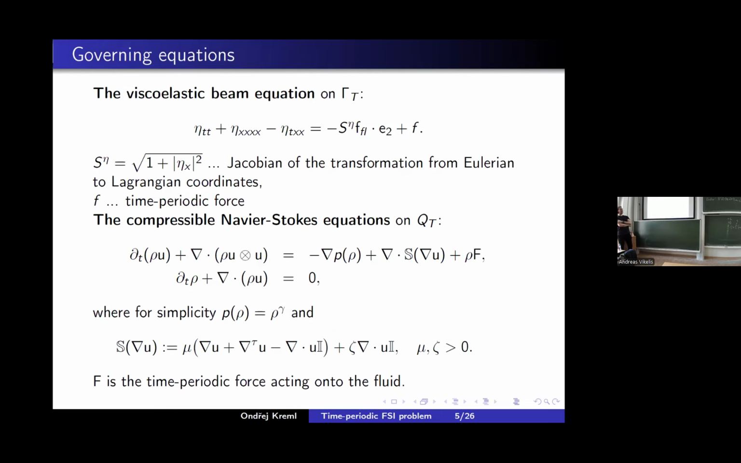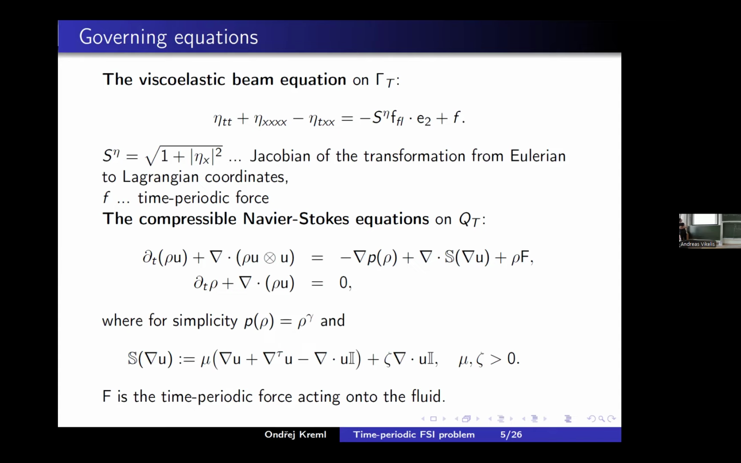Okay, so what are our equations? It is easier. So we have simply compressible Navier-Stokes equations on the fluid domain, which we denote by Qt. I believe all of you know this system. And the stress tensor here is of the following form. So it is mu times this tensor here, and zeta times divergence of u times identity. So here mu is the shear viscosity, and zeta is the bulk viscosity, and both of these parameters are assumed to be larger than 0.